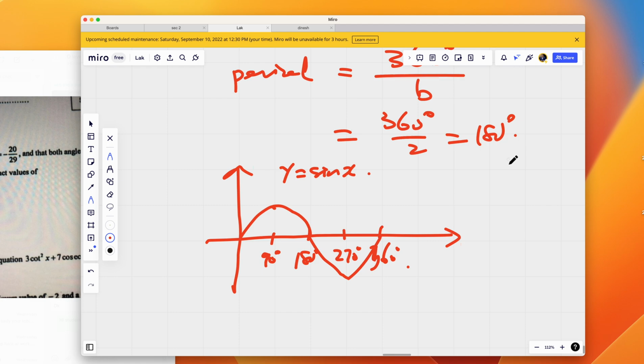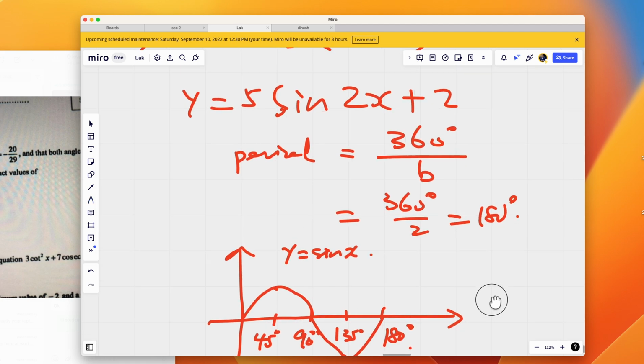The original basic curve is one cycle at 360, so you have to squeeze all that. No need to squeeze, just change it to 180. Then you know that this is 90, this is 45, and this is 135. You are done with the cycle already.